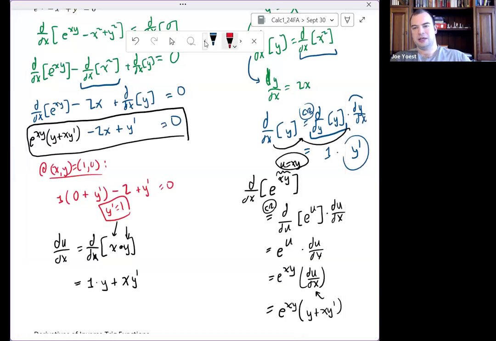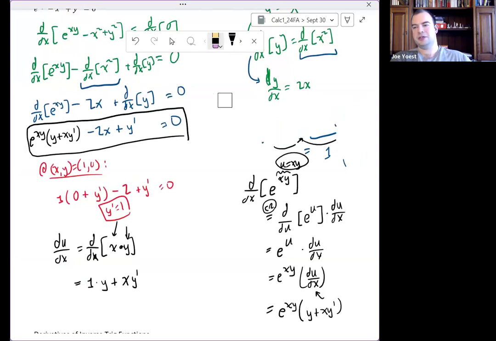But what if I wanted to get a formula for y prime in terms of x and y? Again, remember, I need information from both x and y, or I don't know where I'm at on the picture.